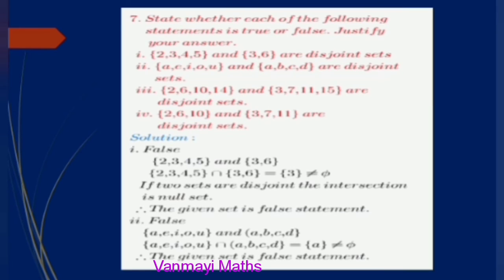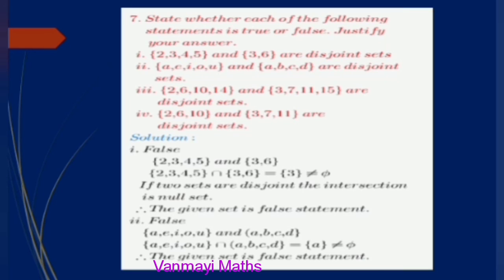Seventh question. State whether each of the following statements is true or false. Justify your answer. First one, 2, 3, 4, 5 and 3, 6 are disjoint sets. No, it's false because 3 is a common element between those two sets. So if the intersection gives you the empty set, then they are said to be disjoint sets. So it is a false statement.